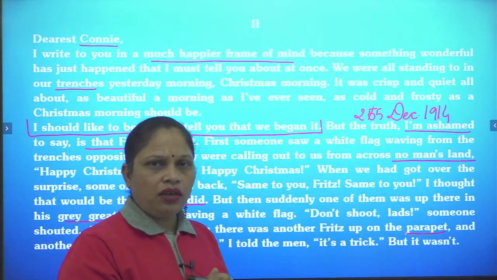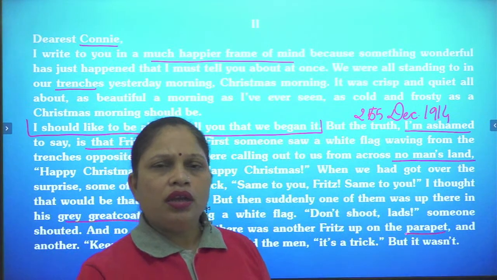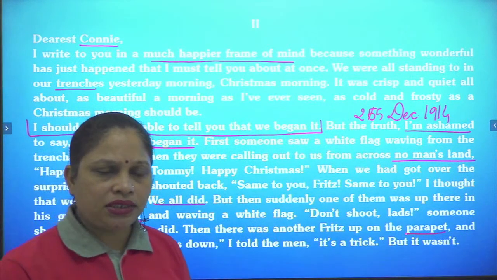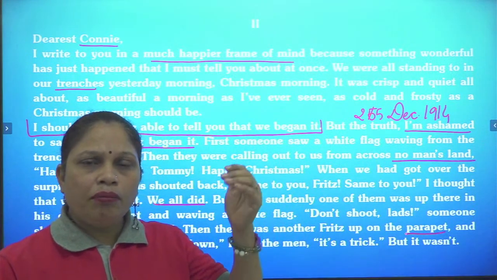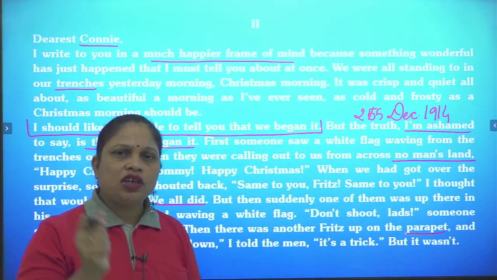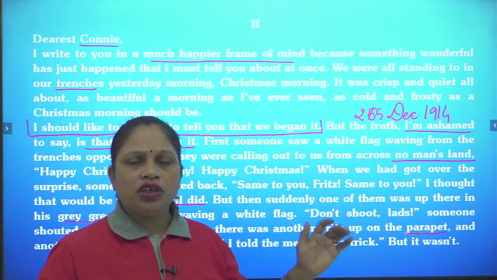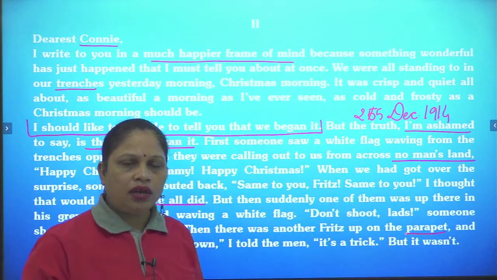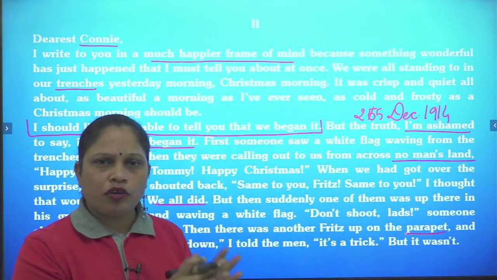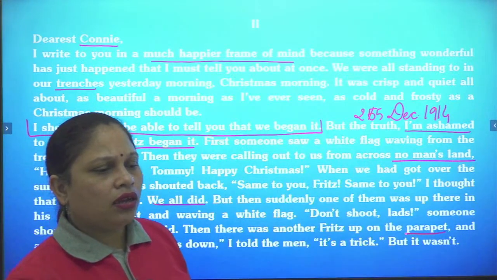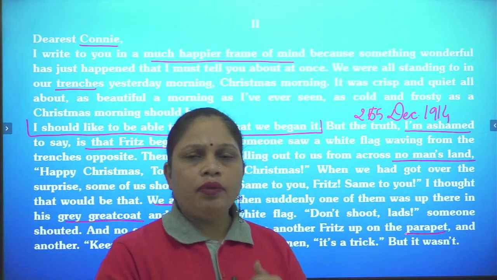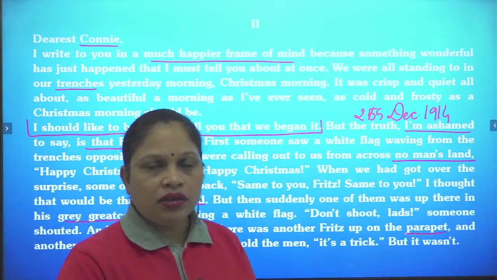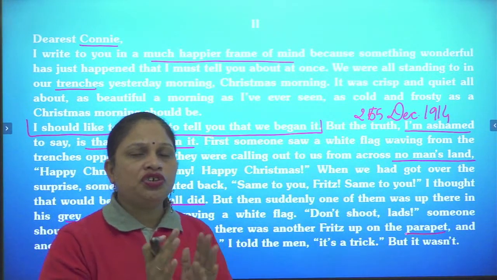Jim was expecting that it would end there only. Then they would start the fight again, the war again. But to his surprise, again a German soldier came out of the trenches waving a white flag. The British soldiers were ordered not to fire. And one after another, many Fritz, many German soldiers came out of their trenches. Being an officer, Jim was a little worried. He thought it might be a trick by German soldiers to trap the Britishers, to kill them. But to his surprise, there was no such trick played.